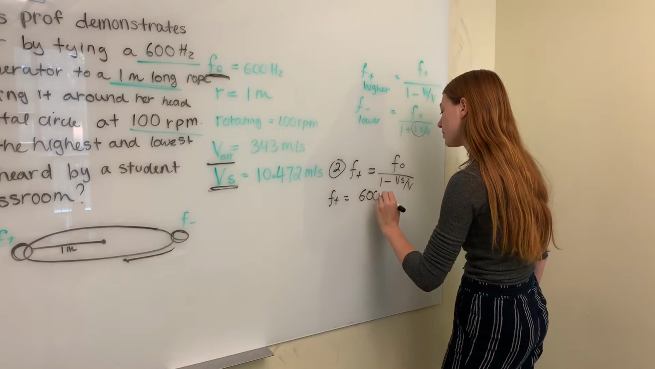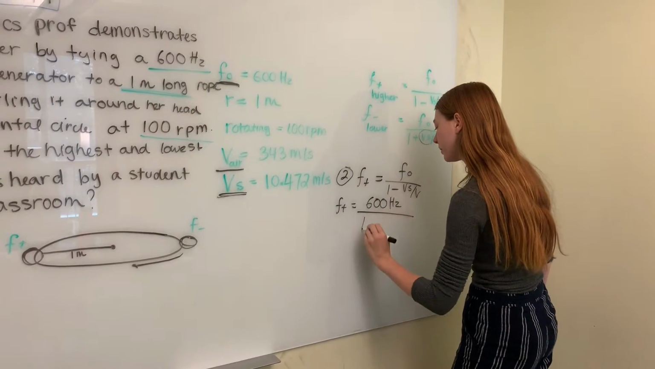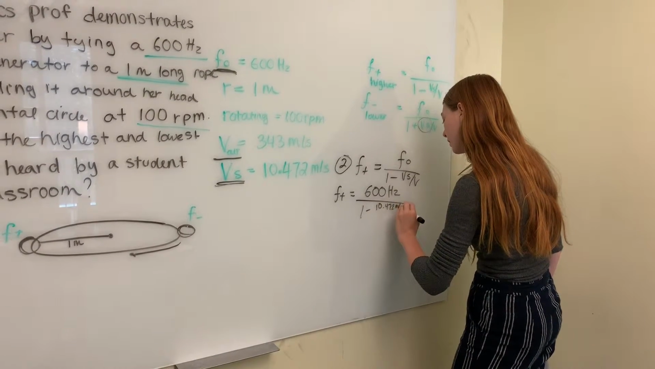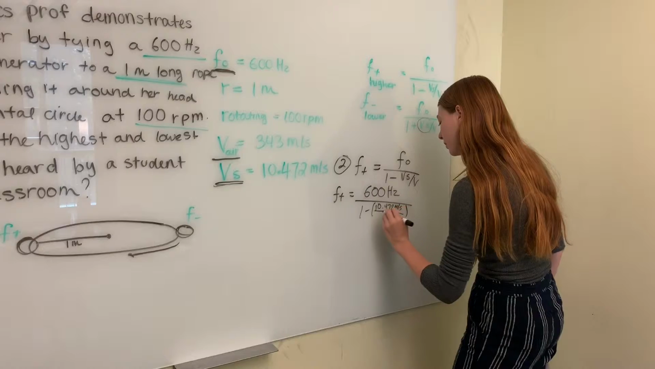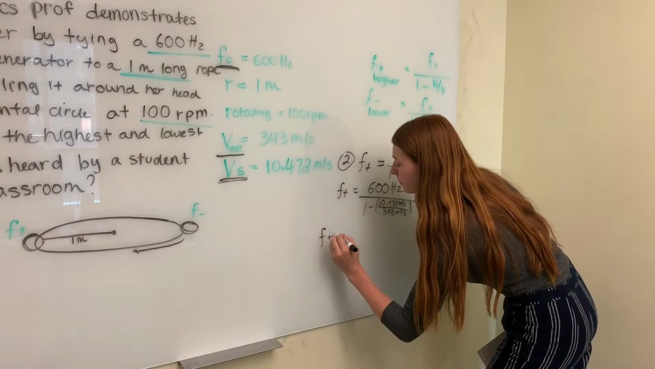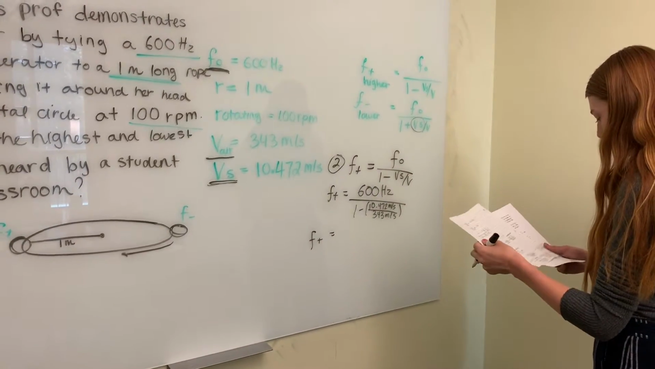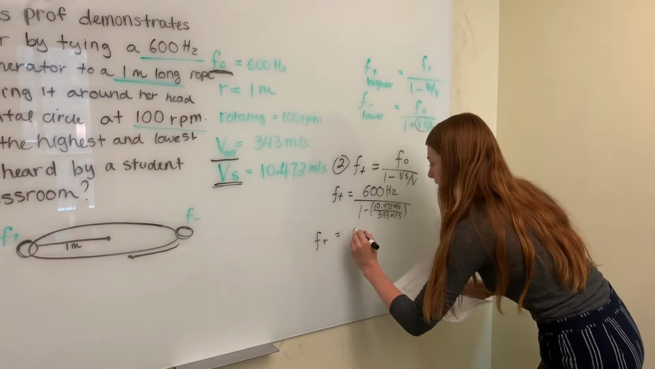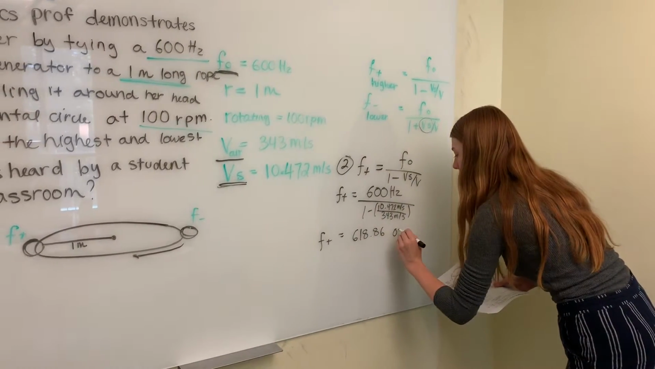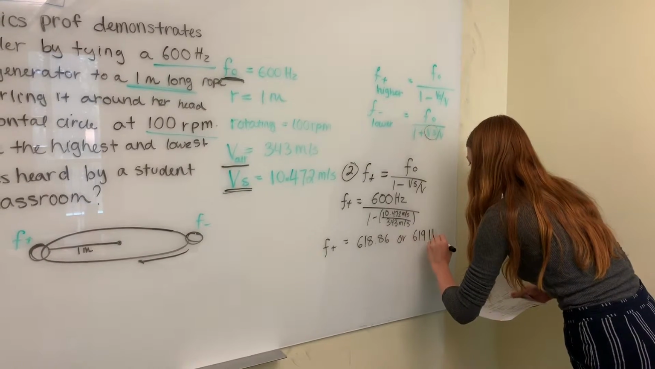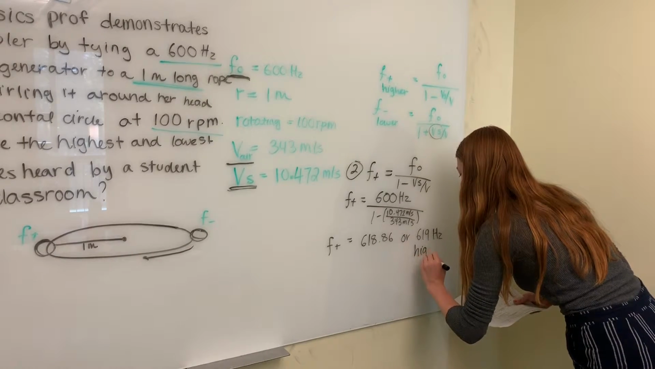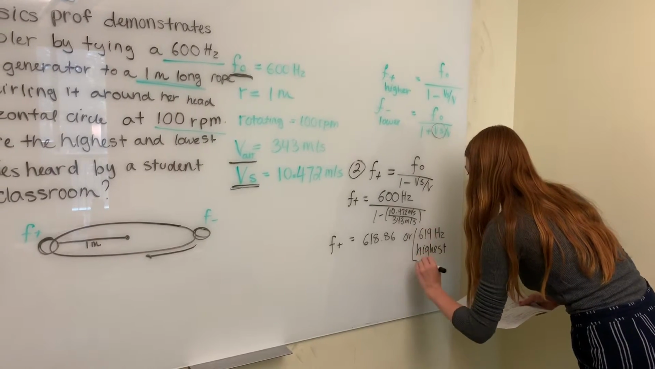So 600 hertz over 1 minus 10.472 over 343 meters per second. And you get your F approaching equals 618.86, or 619 hertz, which is going to be our higher frequency. So we'll circle that.